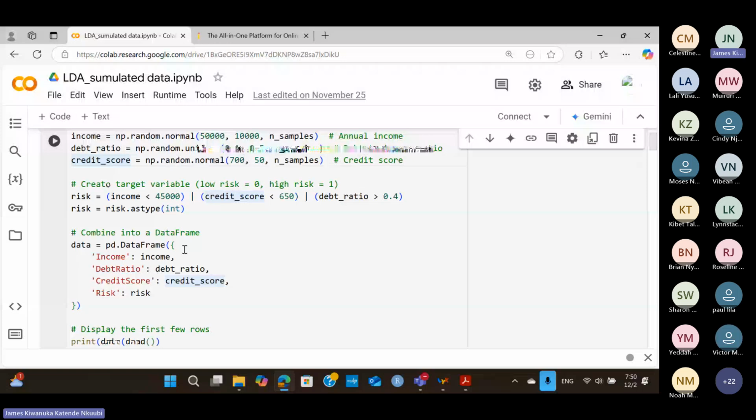Then we split into the features and the target variable. But now I think you have done the process. You must have an idea of what training and testing set is.